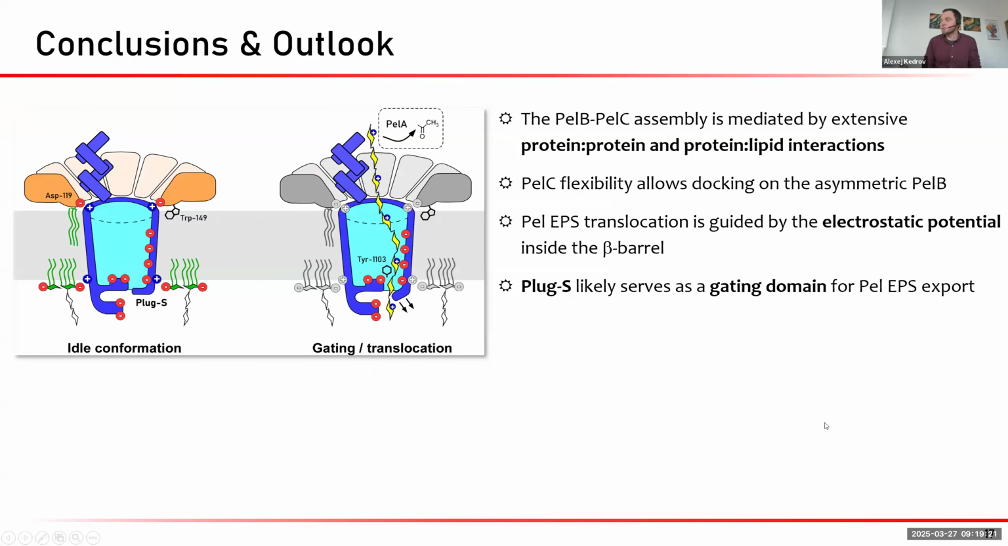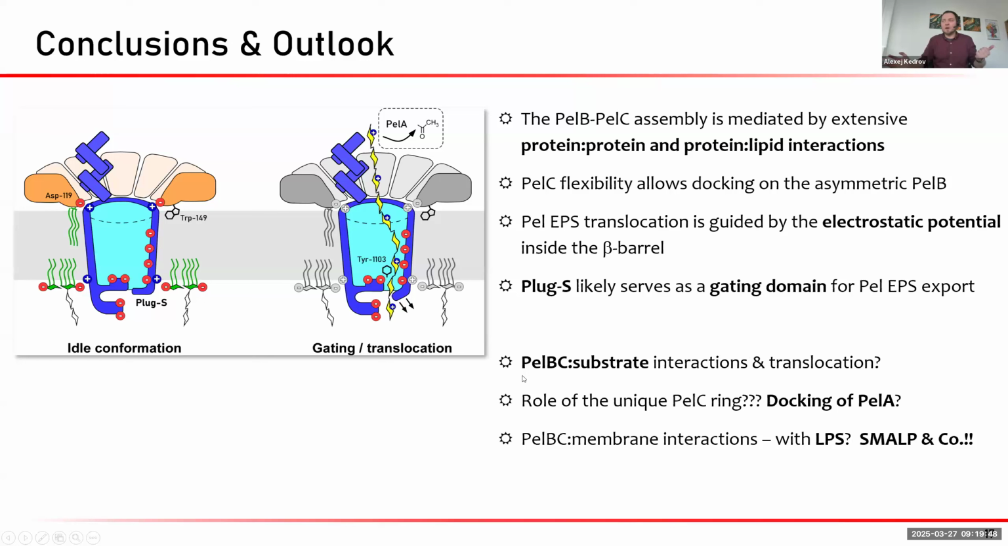So at the end, from pretty much one data set from cryo-EM and then follow-up MD and single channel recordings, we get an idea about the structure, we get an idea how the whole complex gets together, and we have a preliminary model. Now the data support the polysaccharide transport: it will enter into the negatively charged barrel, the plug S will open, and then the polysaccharide will stream.